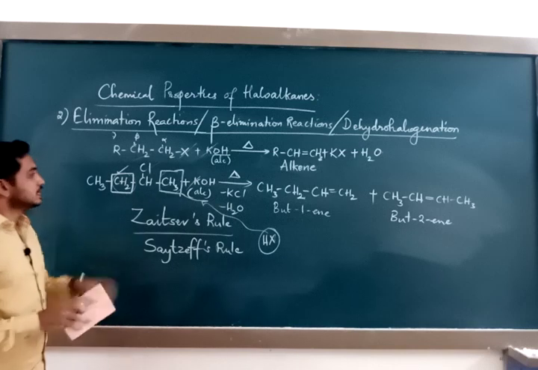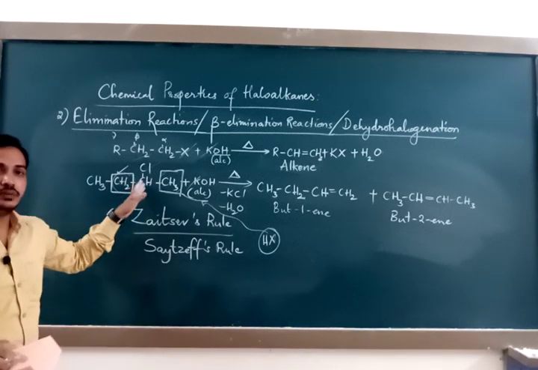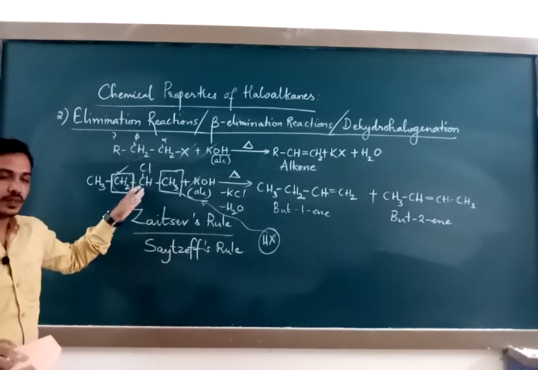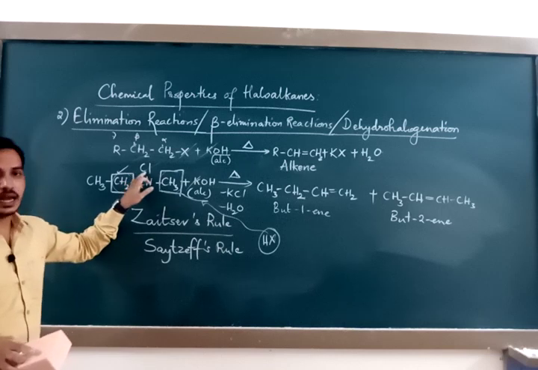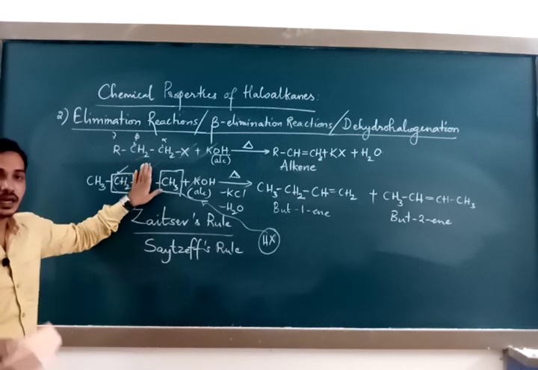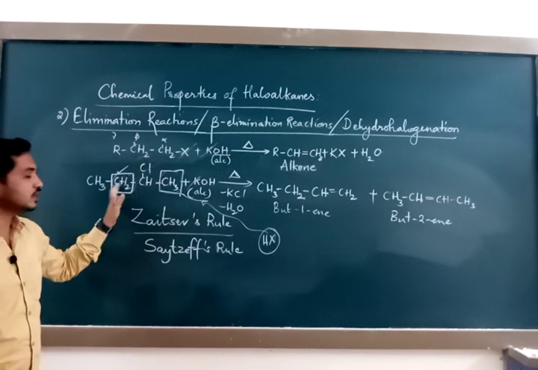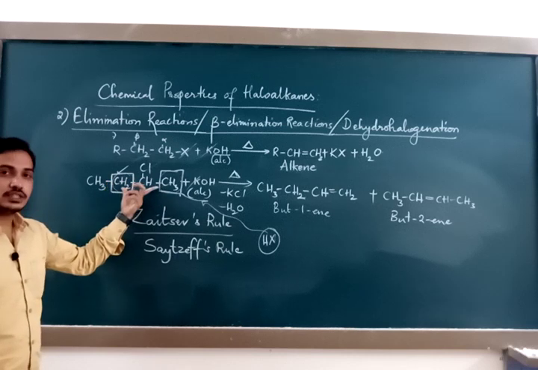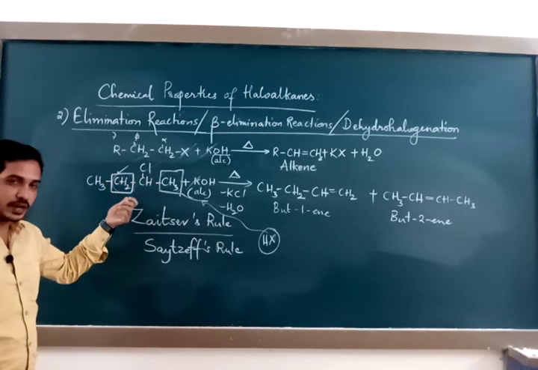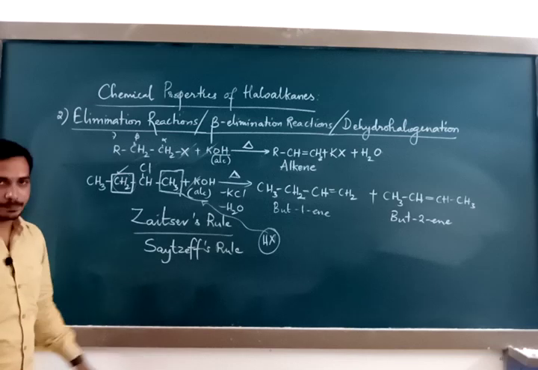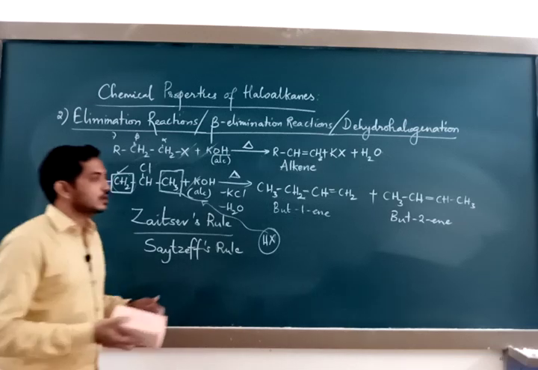Some of you might ask, sir, this carbon had only 1 hydrogen, why didn't you remove hydrogen from here? From whichever carbon you are removing halogen, leave that carbon as it is. Do not disturb its hydrogens. Go to its adjacent neighbor atoms, either this carbon or this carbon. In these two, search whichever carbon has less number of hydrogen atoms, remove hydrogen from there. That will be your major product.